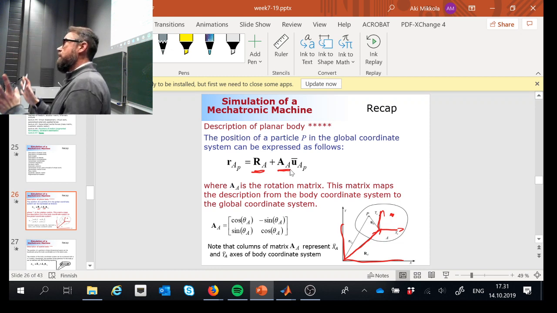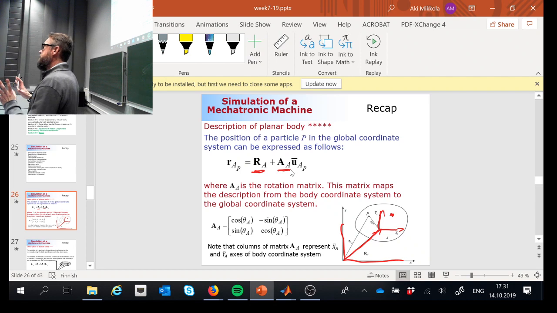That's where the rotation comes into play, because of this assisting coordinate system. But I'm still not describing the rotation of the particle; I'm just using this additional information to make it easier to describe that particle, nothing else. Clear? Okay. Then the vector u bar is the one that is constant, and it describes the particle within the boundaries of the body.